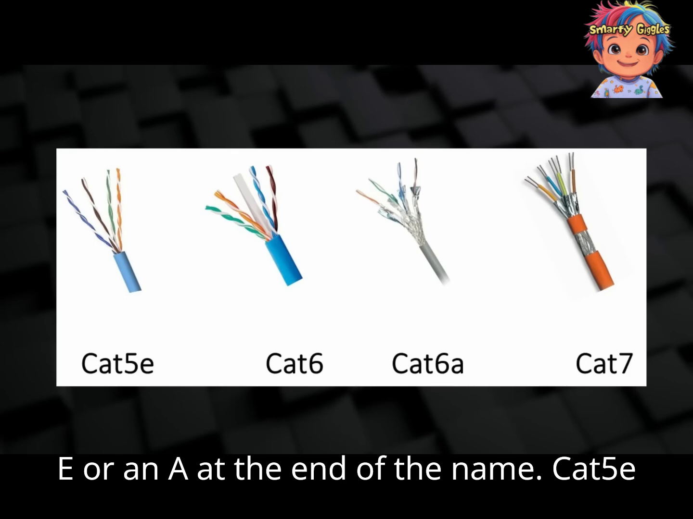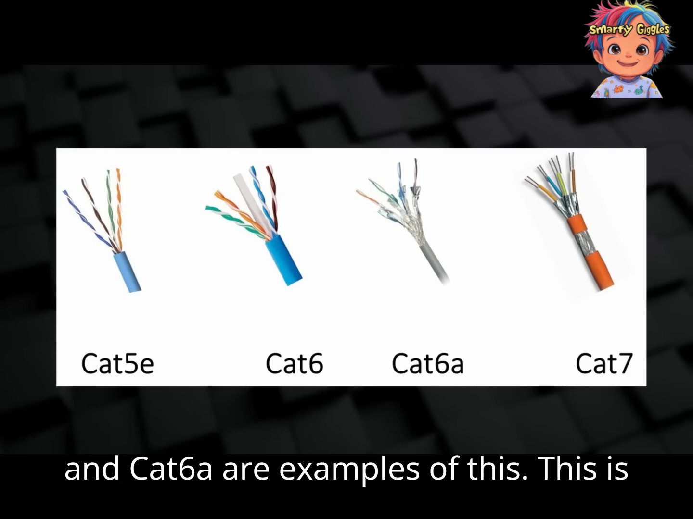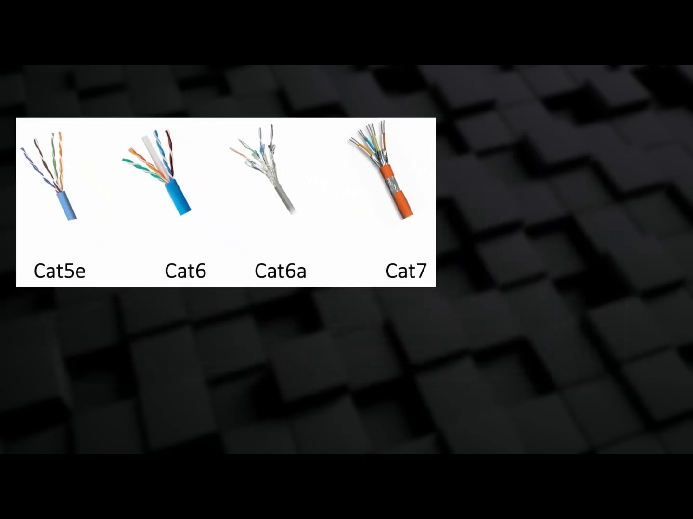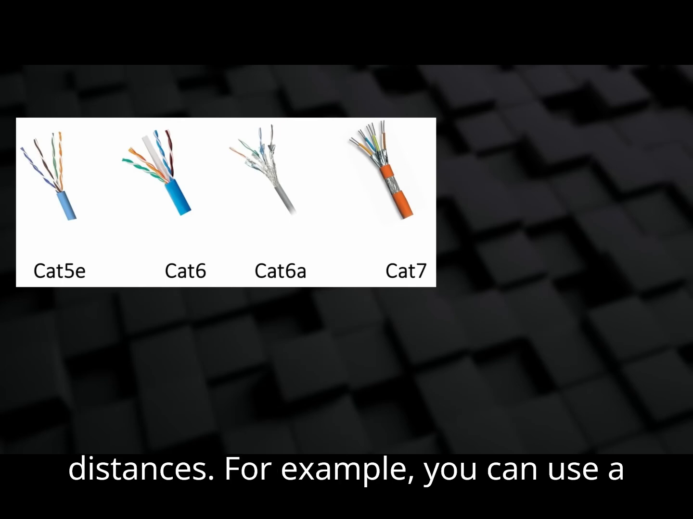Sometimes there'll be an E or an A at the end of the name. Cat 5e and Cat 6a are examples of this. This is where the original standard has been improved upon. Newer standards support better speeds over longer distances.